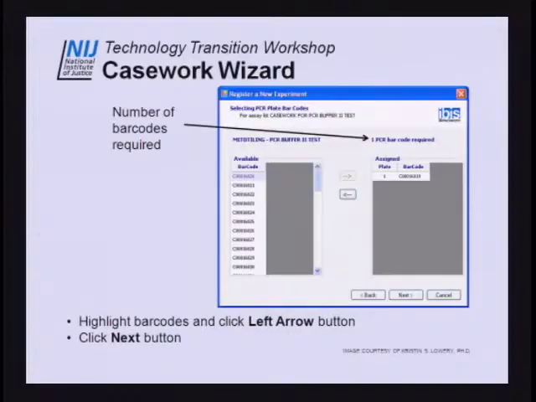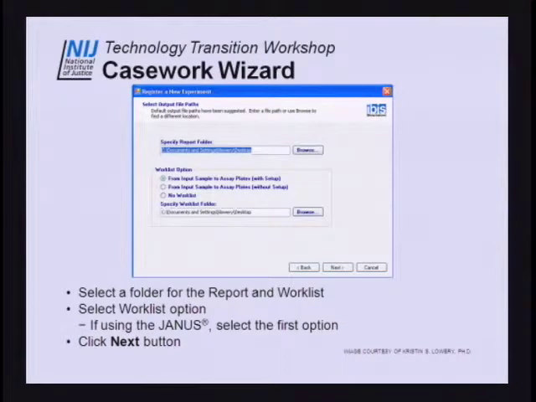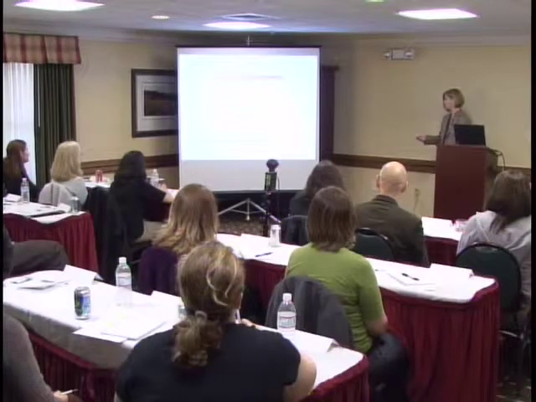Then the next step is you select your PCR barcodes that go with it. The wizard tells you how many you need to select. You just highlight and click the left arrow and assign the barcodes. The next step, at the completion of this wizard, you'll have several files that will be generated, and you need to select the location where these files are going to be stored.